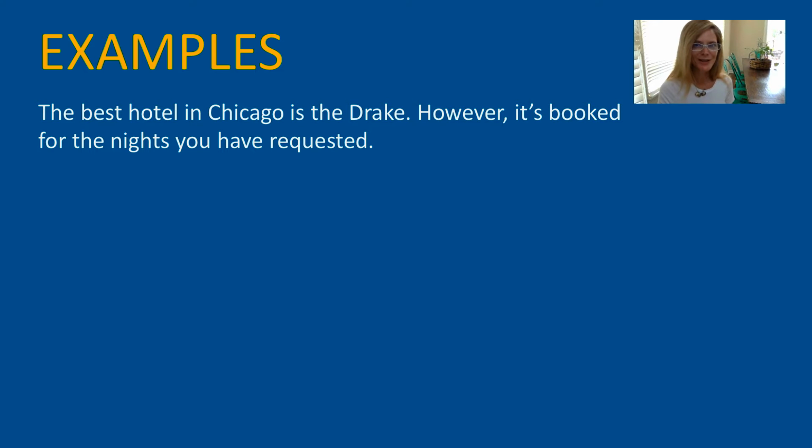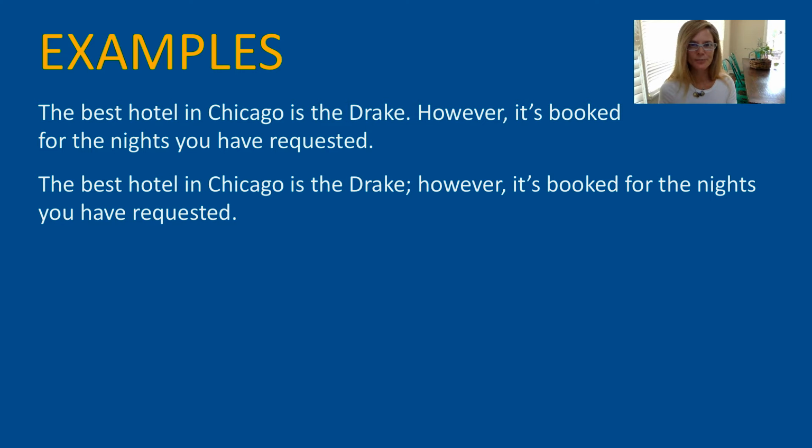I see a transition word there. I see the word however. Now we know that these 2 sentences are closely related and we have a transition word. Let's see what this looks like when we add a semicolon. You note that we've taken the period away after the first sentence and we replaced it with a semicolon.